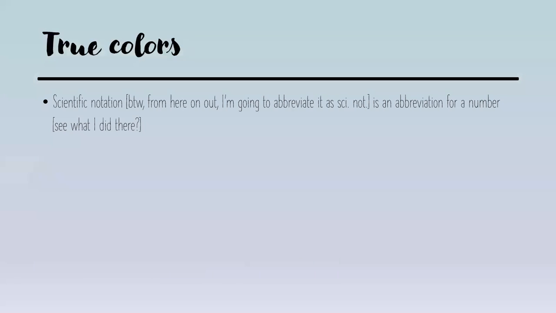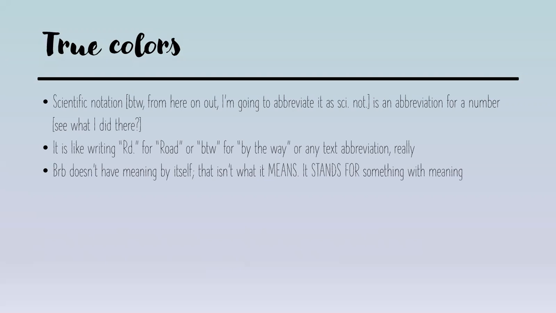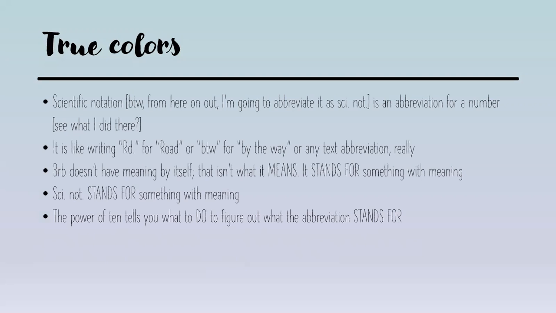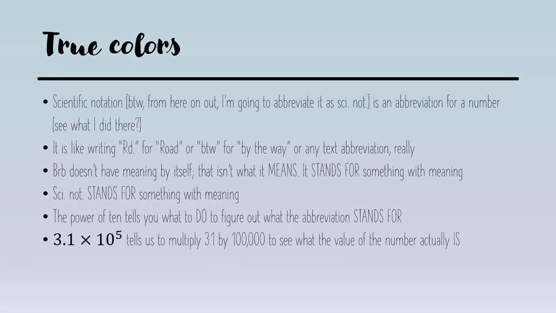Now, what does scientific notation do? So scientific notation is just an abbreviation for a number. It's no different than any abbreviations we use in our daily life. It doesn't mean anything by itself. It stands for something. Okay, so when I have a number times a power of 10, that power of 10 tells me what I have to do to get the actual value of the number.